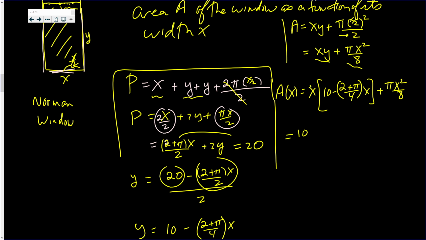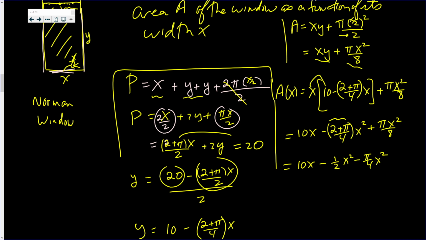Distributing the x, we have 10x minus 2 plus pi over 4 x squared plus some other x squares, pi x squared over 8. So now, let's see. We have 10x minus 2 over 4. Let's break up this sum. We have 2 over 4, which is a half x squared, minus pi over 4 x squared.